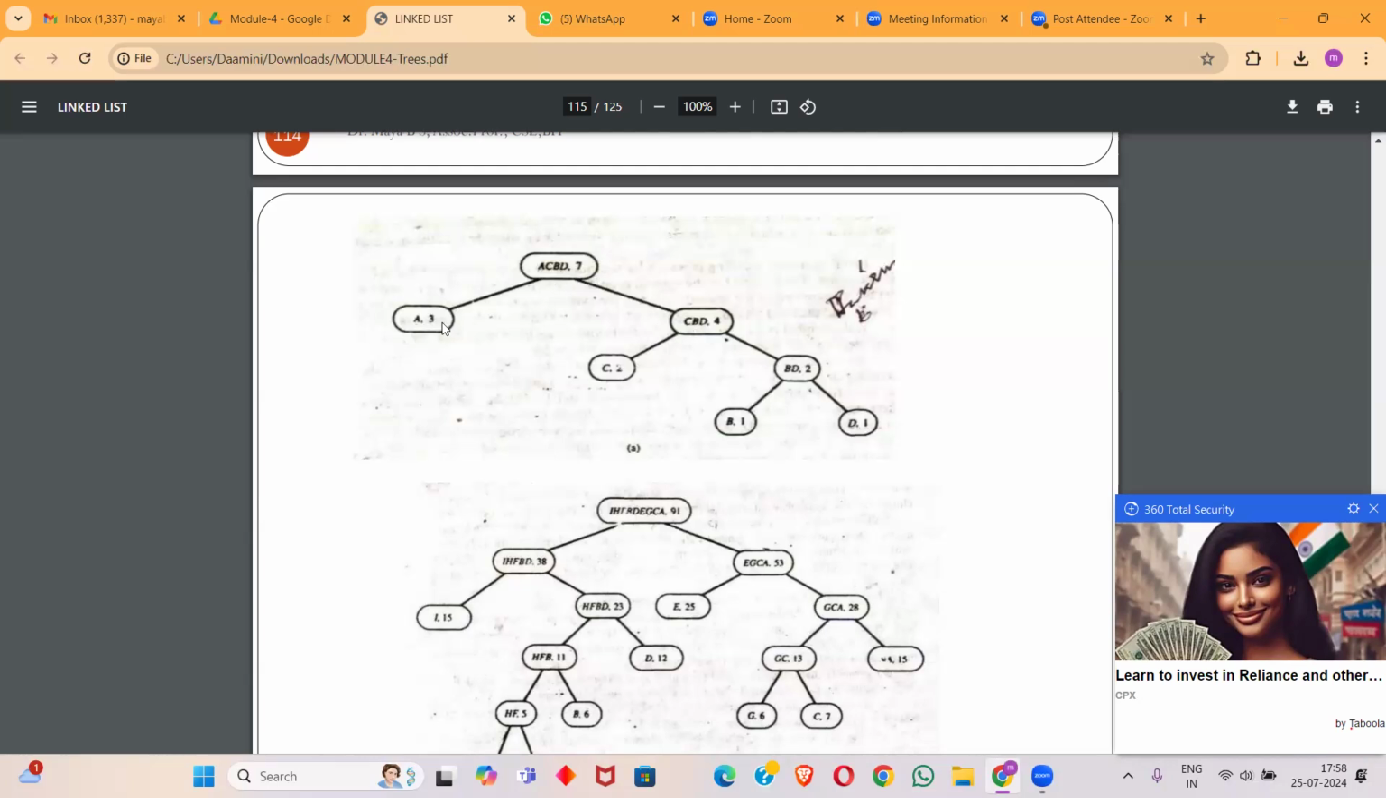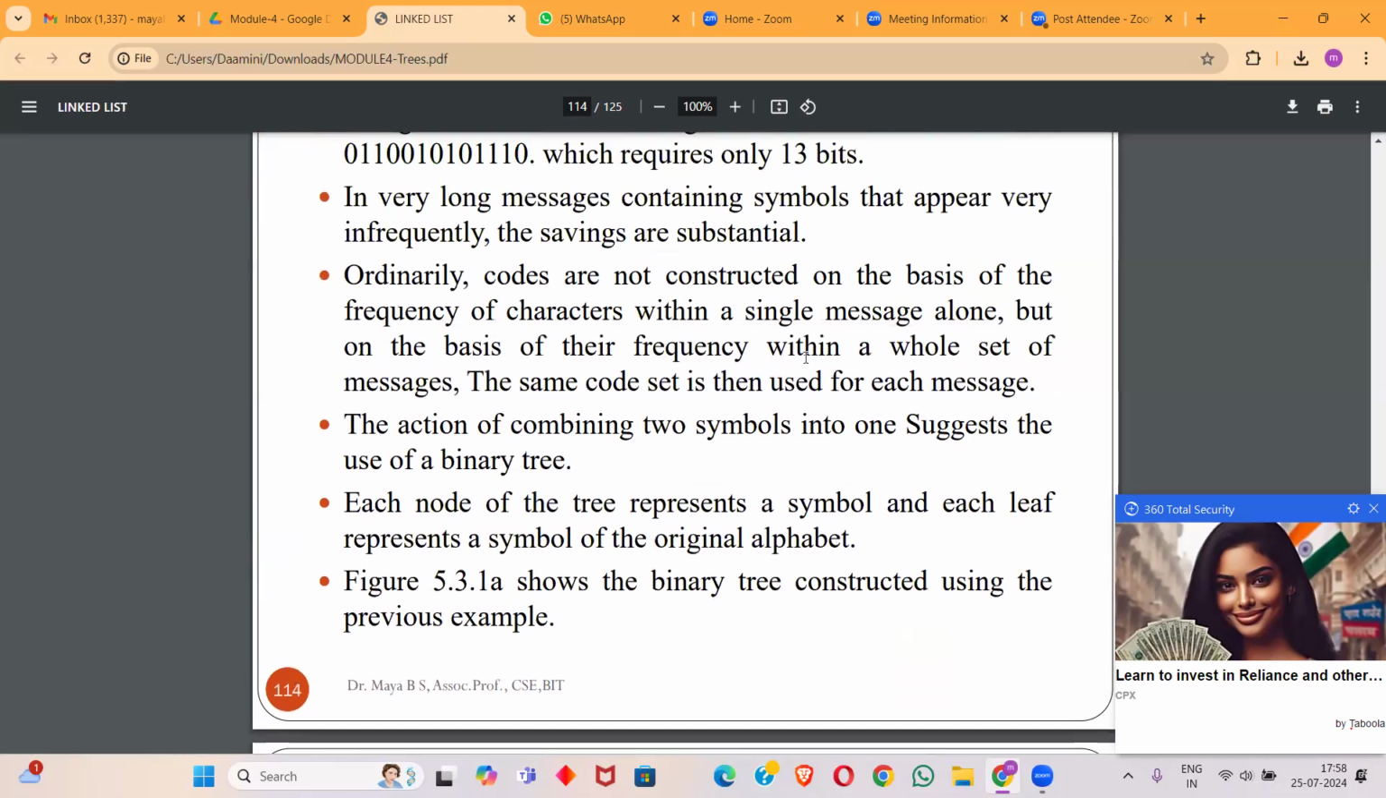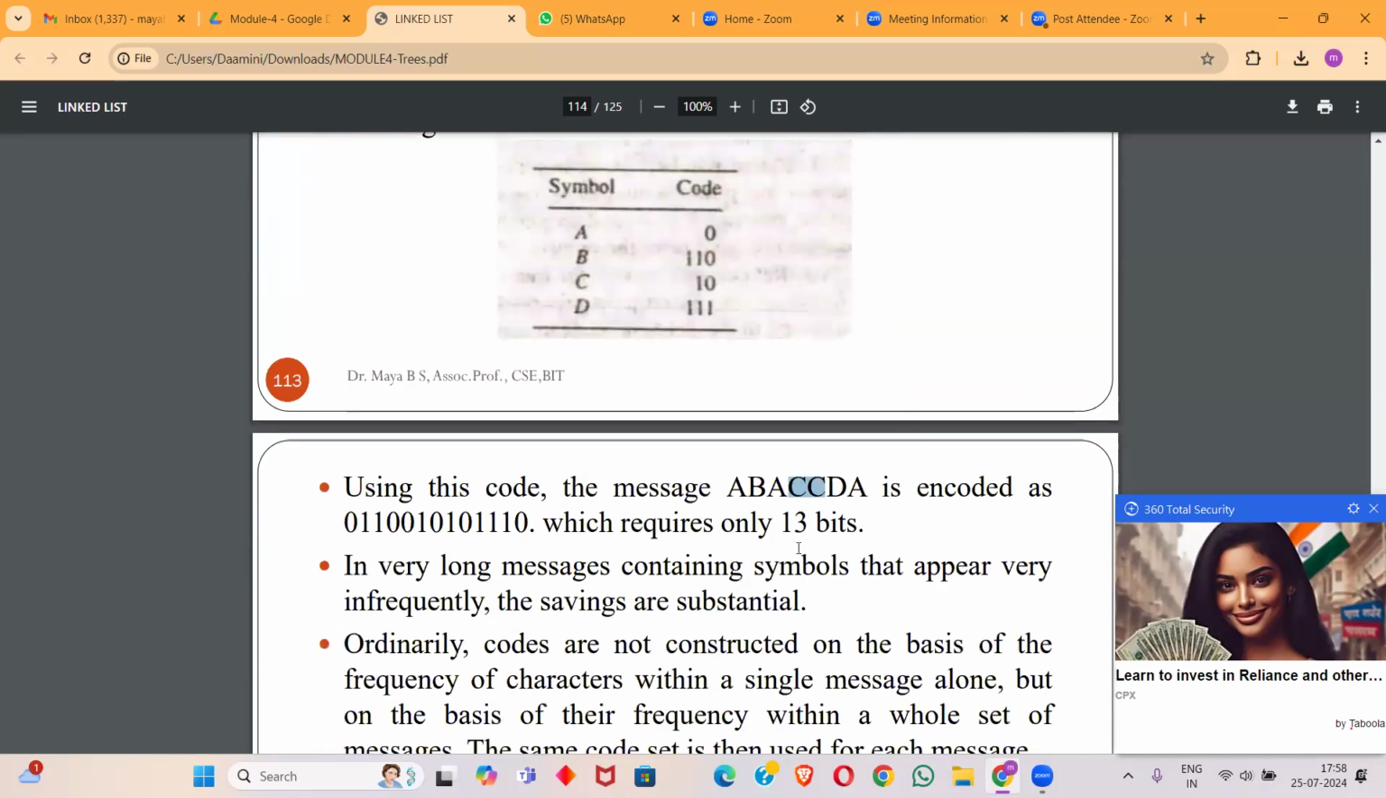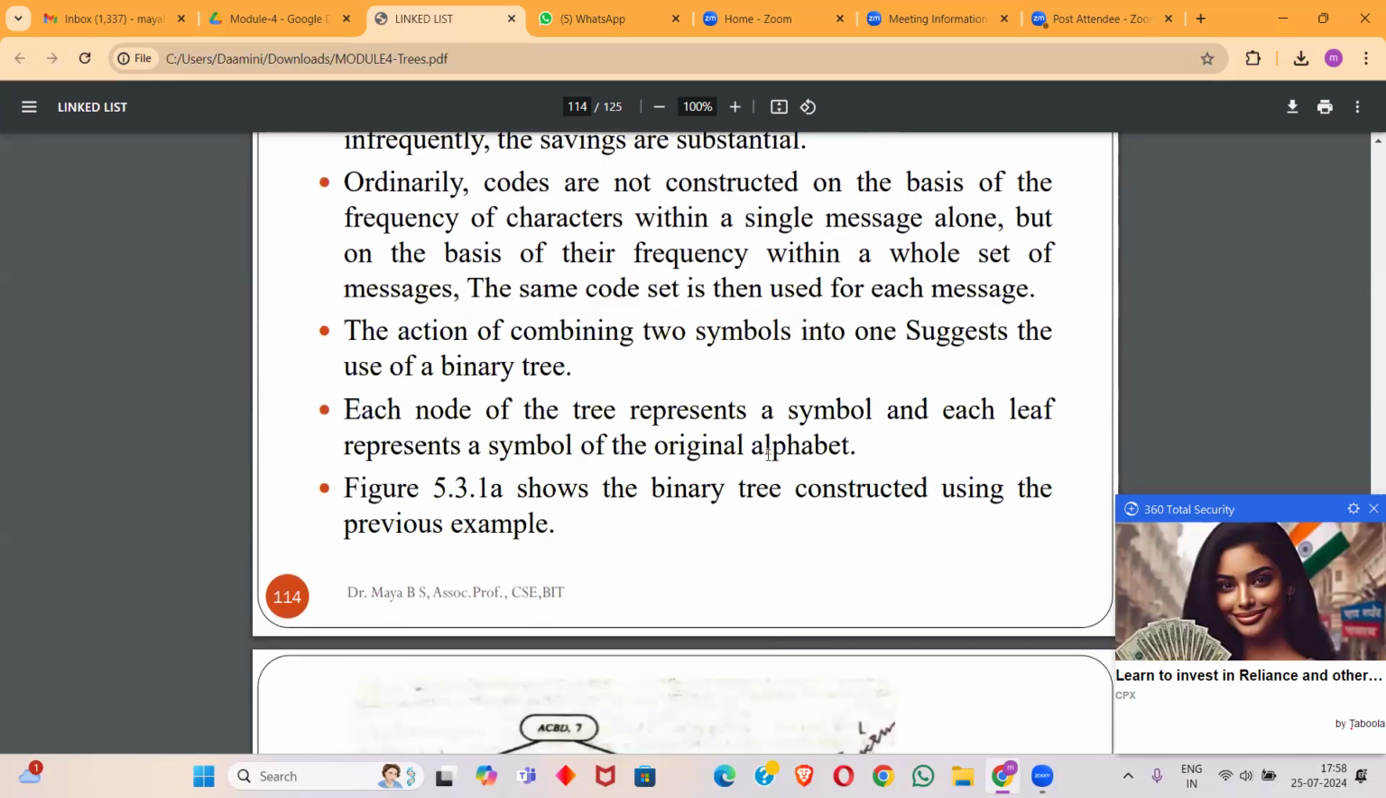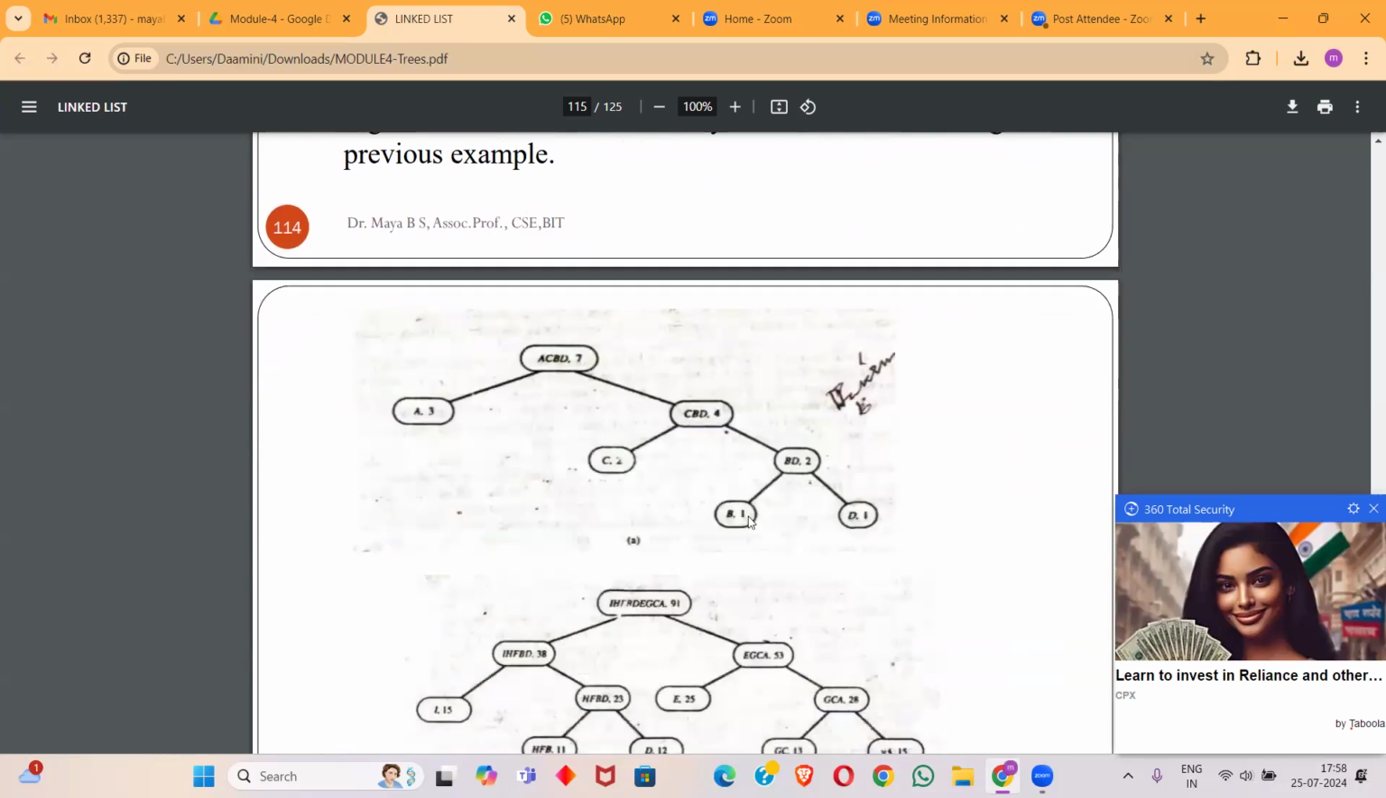The left side is A, so A's value is 0. With respect to the Huffman tree construction, I am getting this code. A will be 0 because it is on the left side. Let me go on. What is B? 110. How does 110 come? Where is B? Here. Right side is 1, again right side is 1, and the left side is 0. So 1, 1, 0.